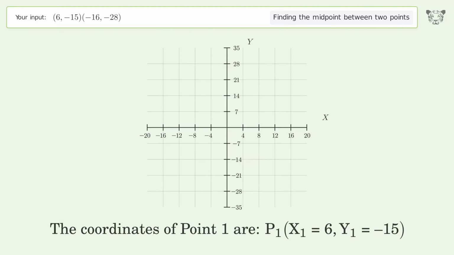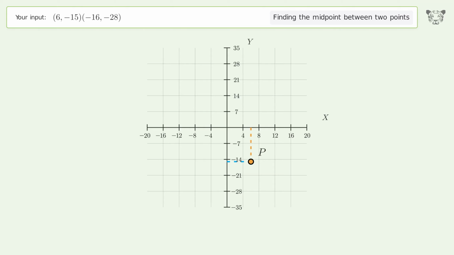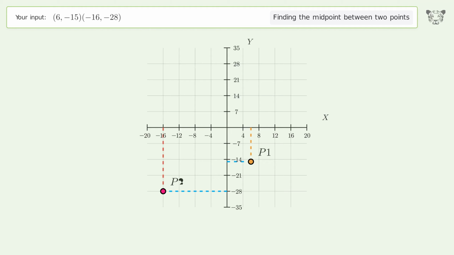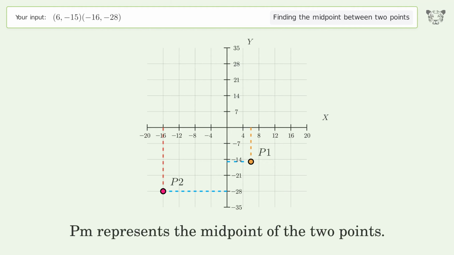The coordinates of point 1 are x1 equals 6, y1 equals -15. The coordinates of point 2 are x2 equals -16, y2 equals -28. PM represents the midpoint of the 2 points.